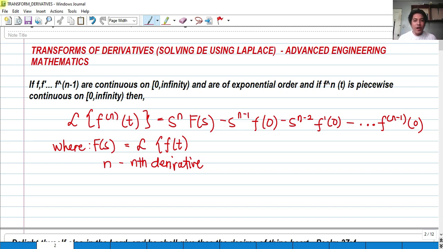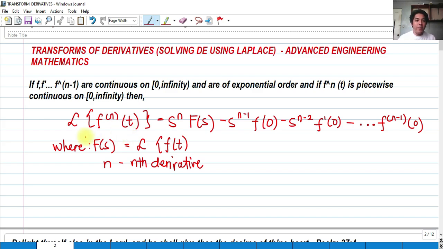So first, I will be showing you the formula, the pattern of the transform of derivatives. So let me just read this. If f prime, ellipsis, f raised to n minus 1, where n is the nth derivative of a function, are continuous on the interval 0 to infinity, 0 inclusive and infinity exclusive, and are of exponential order, and if f raised to n of t is piecewise continuous on this interval, then we have this formula for getting the Laplace transform of the nth derivative of a certain f of t or function.